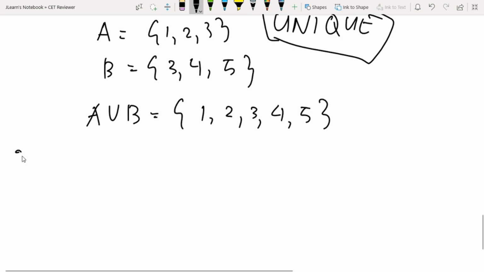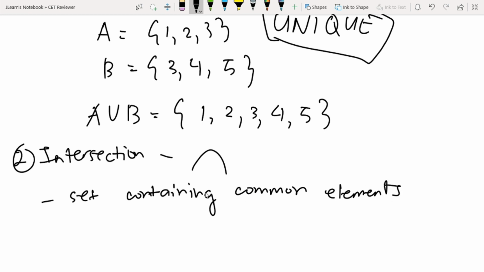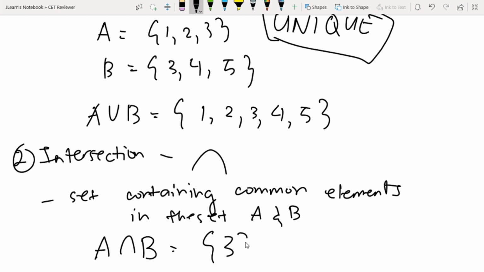Next operation is the intersection. It is the opposite of union, so our notation is also the opposite of union, like a curved down U. So basically, an intersection is a set that contains the common elements in the sets A and B. So using the same sets A and B, A intersection B is equal to just 3, because that is the only common element between the two sets.